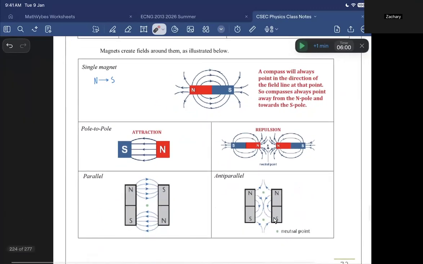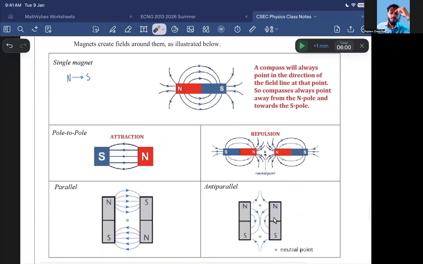Yes, sir. All right. I've got to copy this down fast. I have to understand this. If you have a single magnet, the magnetic field lines would look like that. It would go from north to south. If you had pole to pole, the magnetic field lines would go from the north to the south.